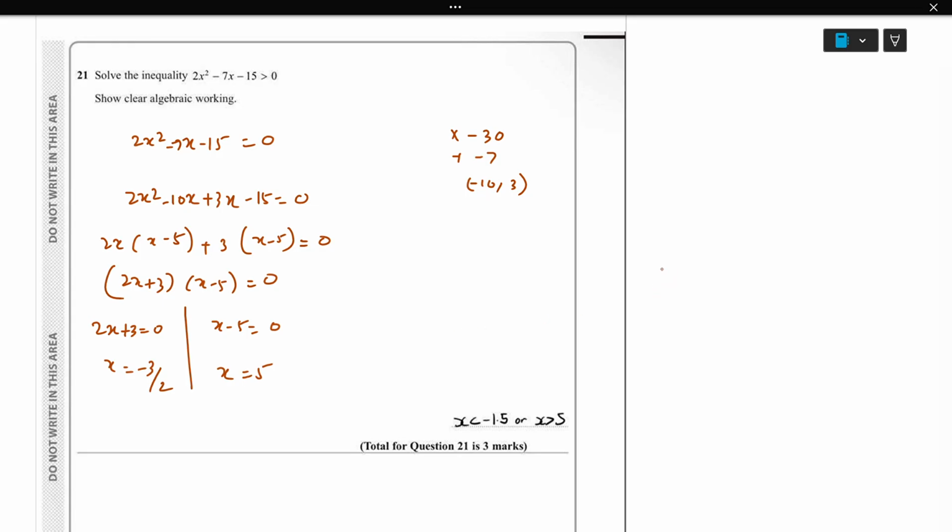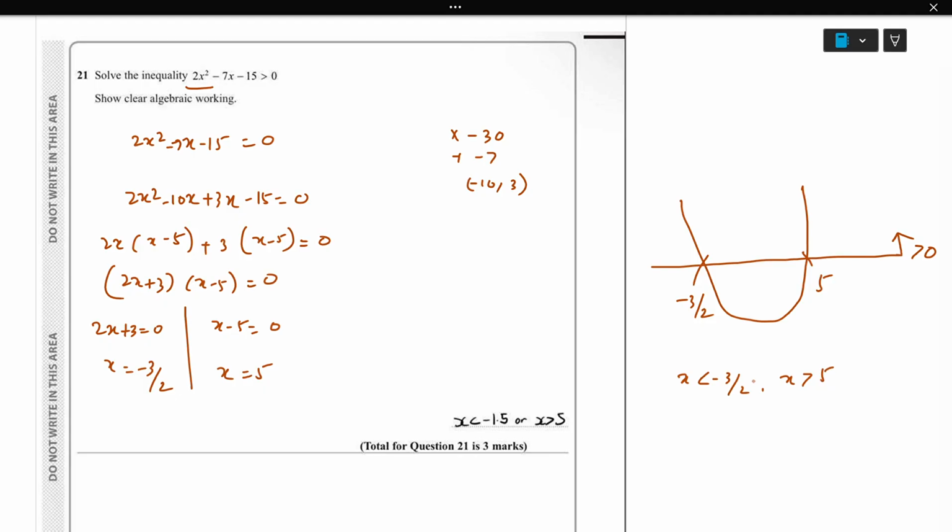So we got the solution. Now we go for the graph. Because the quadratic has a positive first term, you'll get a U shape. So here is negative 3 by 2 and this coordinate is going to be 5. Now it's greater than 0, above the graph. Above the graph gives two different inequalities. So x is less than minus 3 by 2 and x is greater than 5. So that's the solution here.